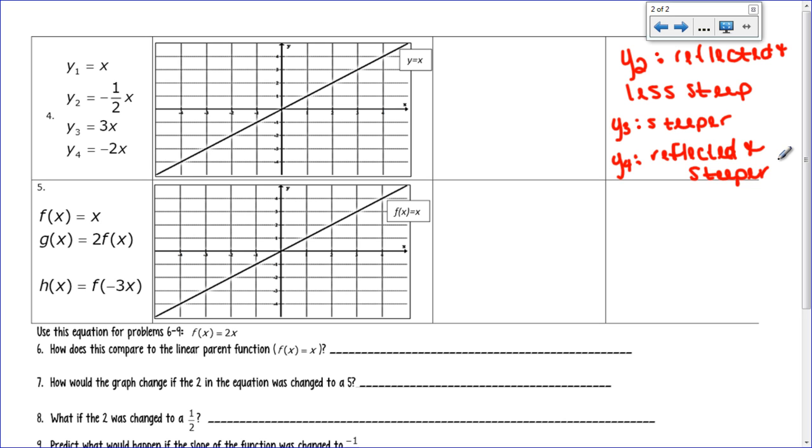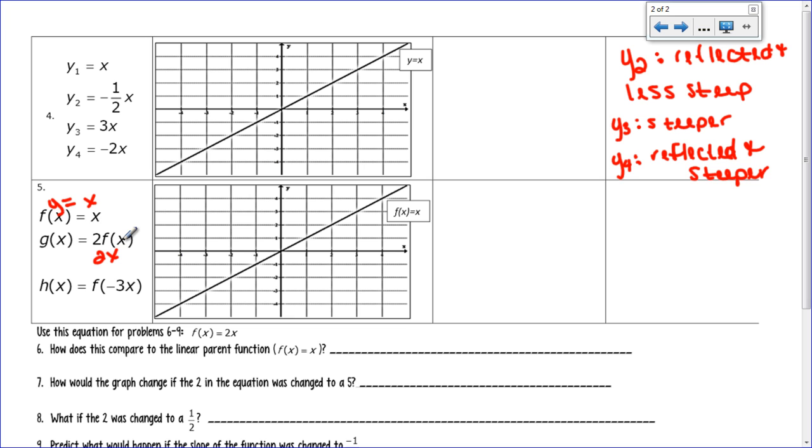I'm going from y equals x to f of x equals x. Well, remember that f of x and y are the same thing. So this is the same thing as saying y equals x. I've just changed the notation and made it f of x. Then my new function, instead of being y2, we're going to call g. So my new function, g of x, is 2 times f of x. Well, if f of x is x, then 2 times f of x is just going to be 2 times x, because that's what f of x equals.